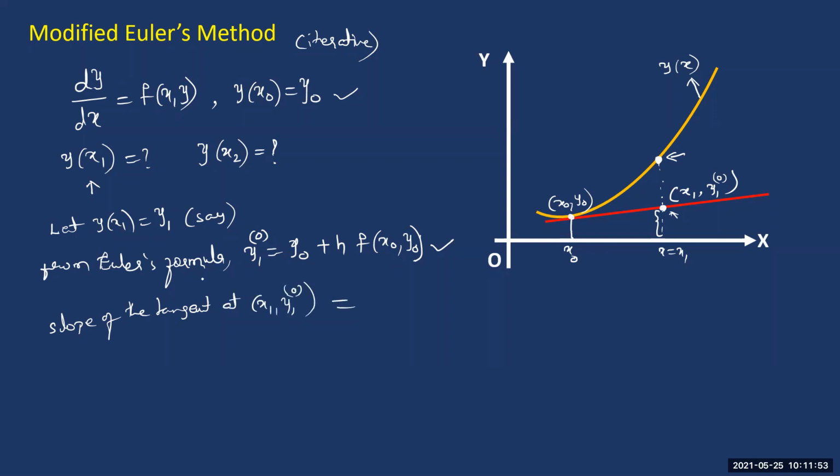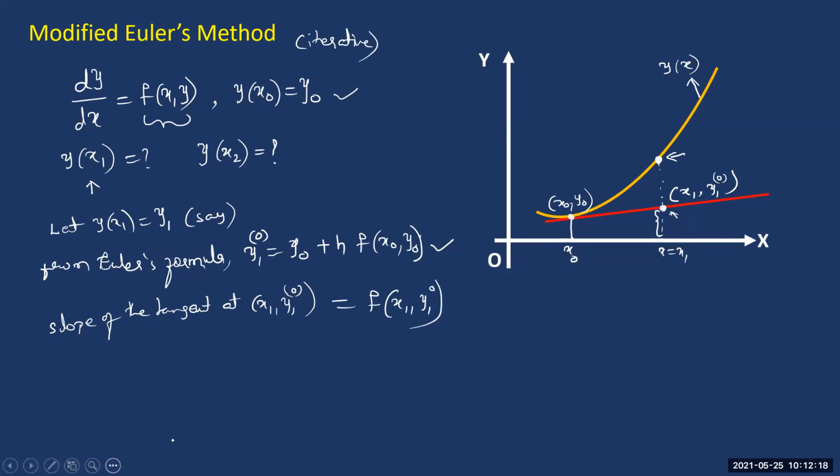See how much it is? The slope can be calculated by differentiating the function; already you are given what dy by dx is here. So the slope can be calculated from this function f of x, y. And since you need it at exactly this point x1, y1(0), I'm substituting x equals x1 and y equals y1(0). So the slope of the tangent at this point will be f of x1 comma y1(0).